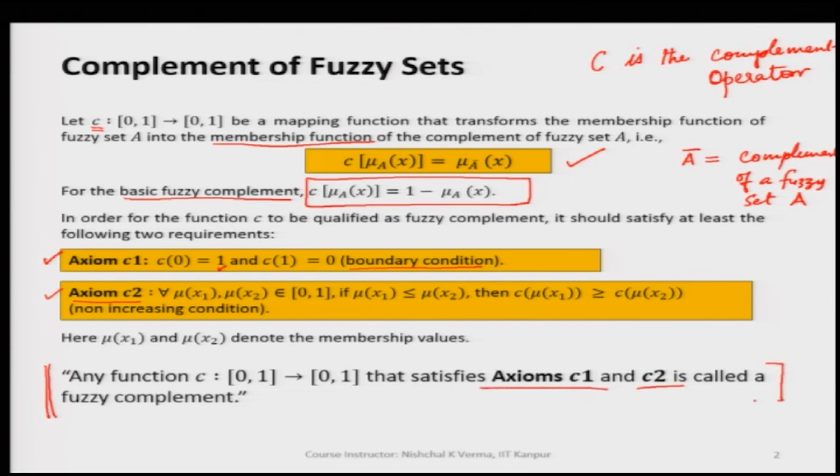This needs to be clearly understood that if we take any function or any operator and say that this is a complement operator, then we need to first check the axioms C1 and C2. If these two axioms are satisfied, then this function or this operator will be regarded as the complement operator. And this is going to give us the membership function for the corresponding complement of the fuzzy set that has been taken.